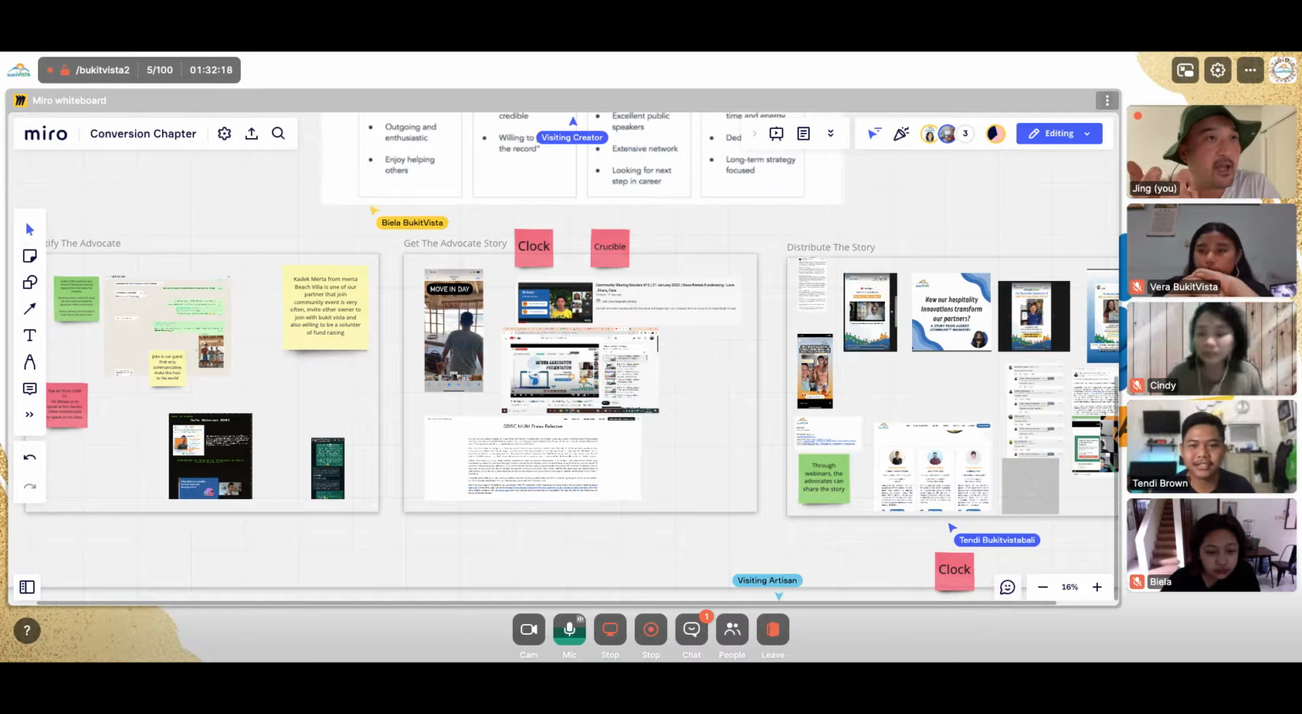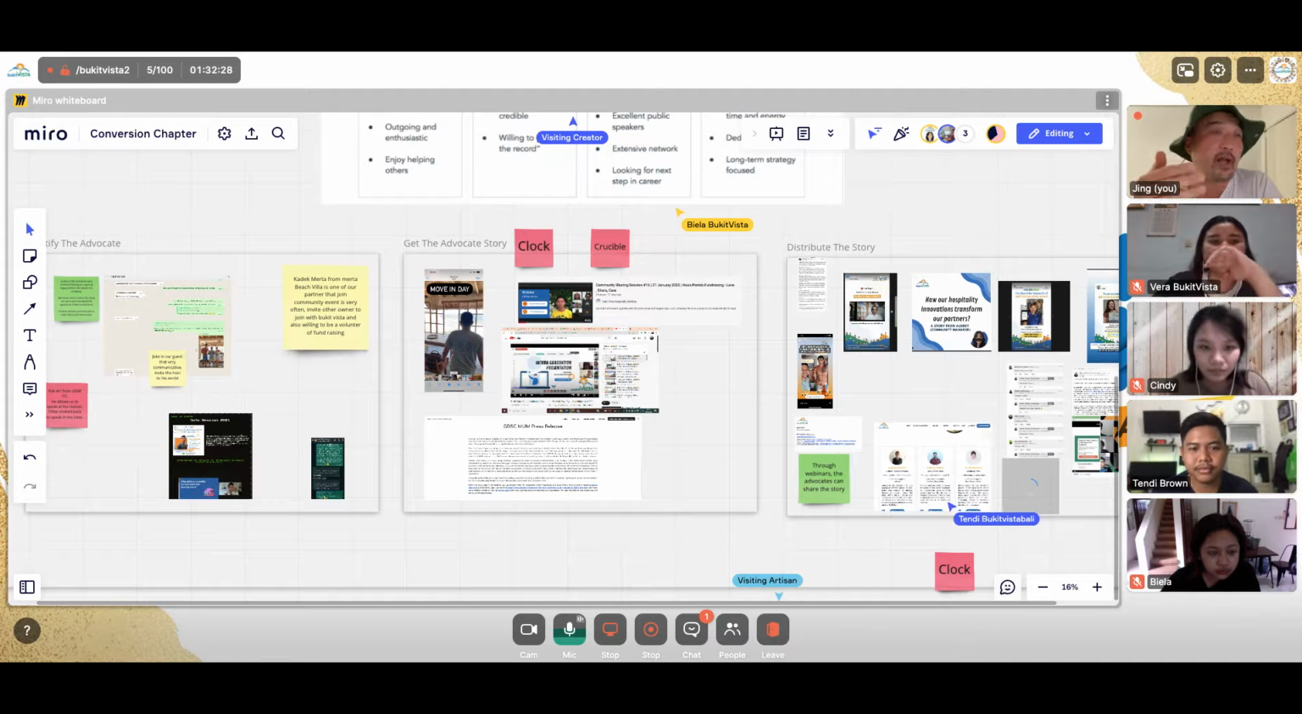So if you tell the story and you get the partner to share about how Bukit Vista did this for me in order to secure a long-term booking, that's a really inspirational story for partners. If you also show how Bukit Vista did this for me so that I would be welcome when I checked in, that's also inspirational.